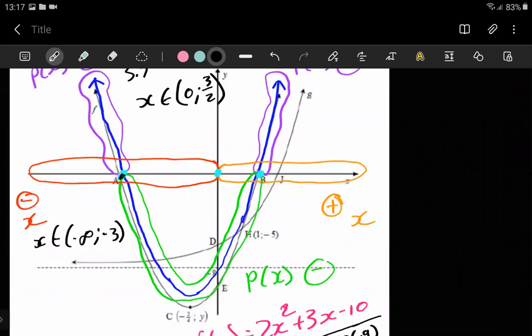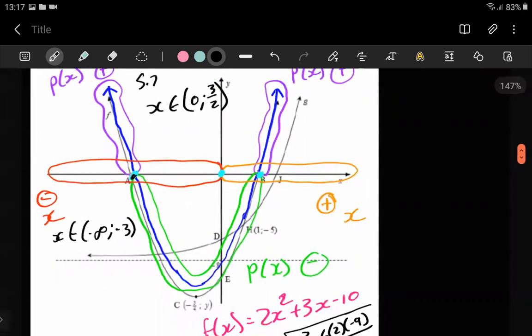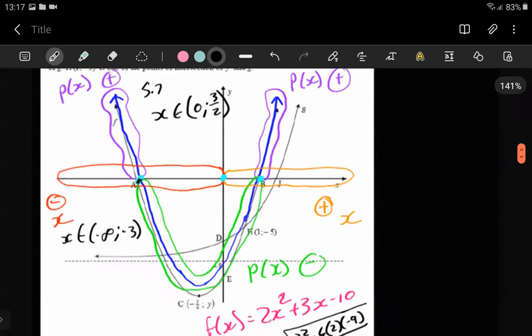Okay, now I see it. I just think the way they explained it confused me.